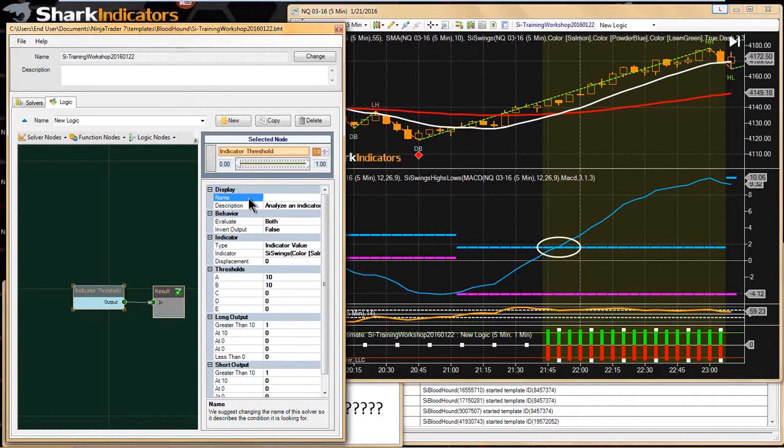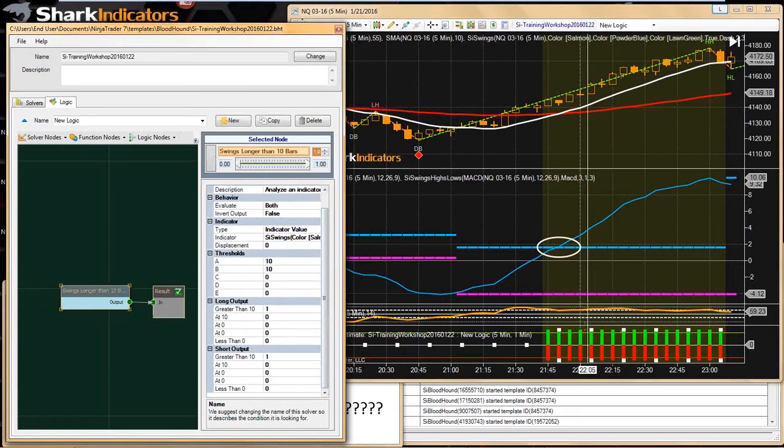Let me name this here. So there you go. This is telling us swings that are longer than 10 bars. And just to point out here, BloodHound, remember, if we look down here, is giving us a long output and it's giving us a short output.